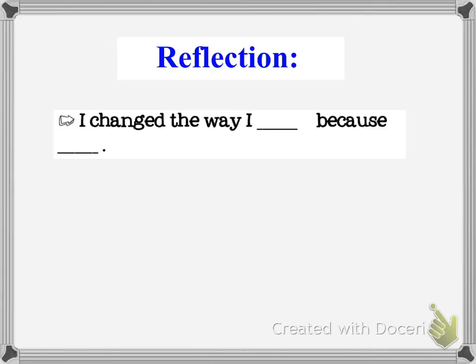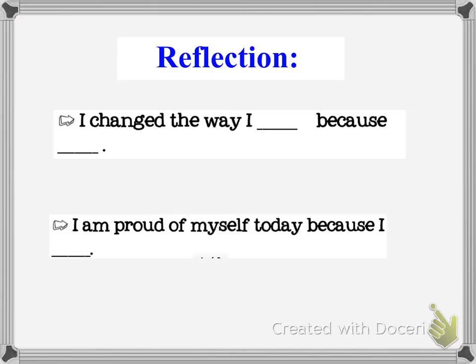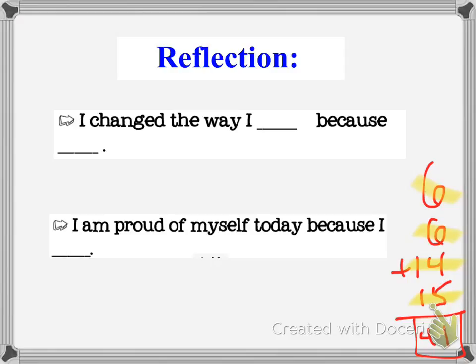I changed the way that I blank because blank, and I am proud of myself today because I blanked. And the total amount of stars for this math review, if you add them all up together, you can see there are some compatible numbers. The 6 and the 14 gives you 20, and then 15, that's going to give you 35. So 35 plus 5 would give you 40, plus one more because it's at 6, it's not a 5, so it's going to be 41. And that's the end of math review for today. Make sure you do your reflections.